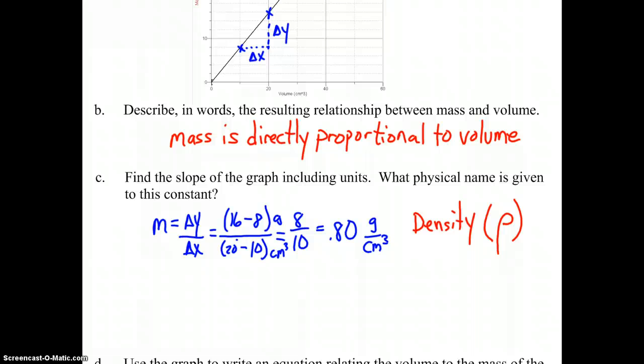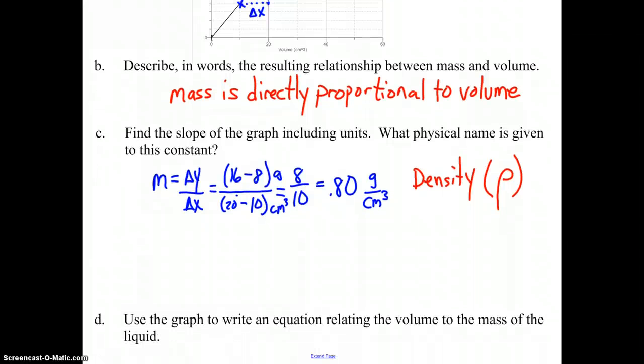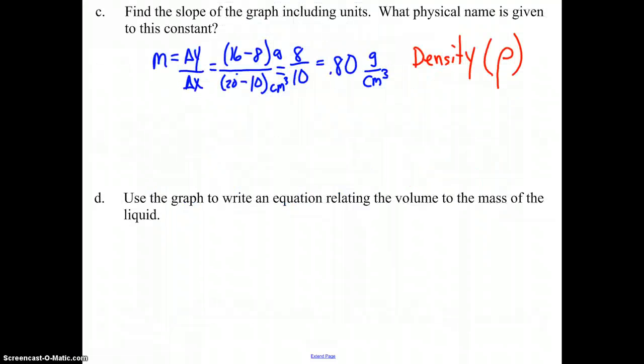Onward to letter D here, it says, use the graph to write an equation relating the volume to the mass of the liquid. Here's how we do this, and this is going to be a very repetitive theme throughout the course. We start with the equation that defines the fit to our data. Since it's a linear fit, that equation is y equals mx plus b. That's where we start.